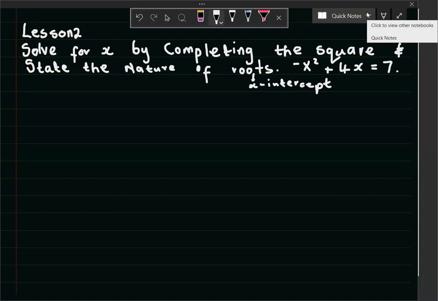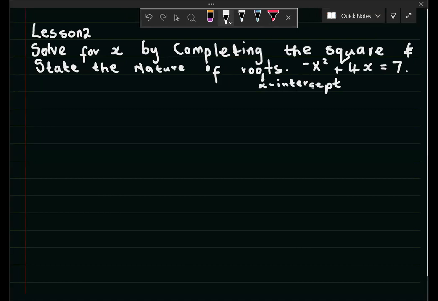In Lesson 2, we are asked to solve for x by completing the square and to state the nature of roots. Remember, roots are basically the x-intercepts of the parabola, right?